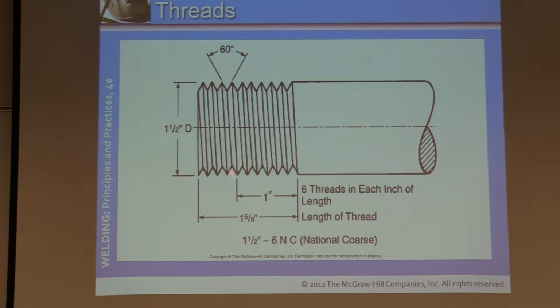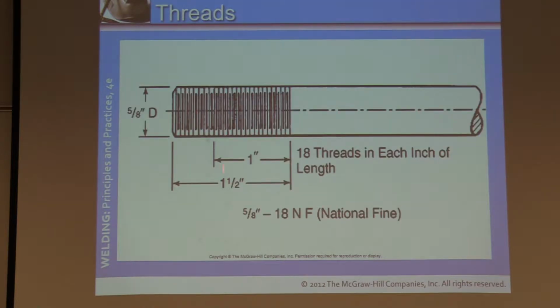1.5 inch diameter piece. The length of the thread is 1 5/8 inches. 6 threads per inch. So 1.5 inches to 6. National coarse thread. Here's an example of a fine thread. So here's 1 inch, there's 18 threads in each inch of length.